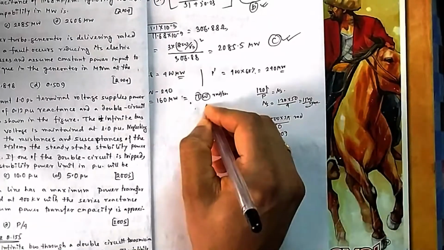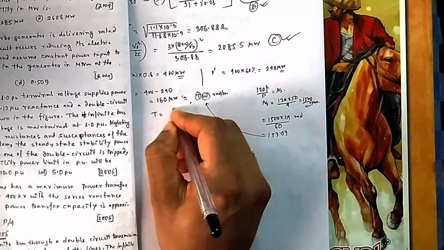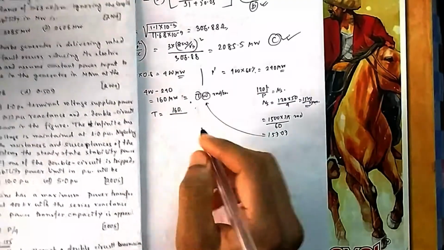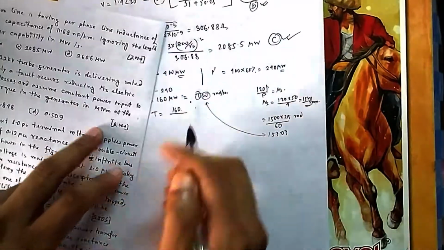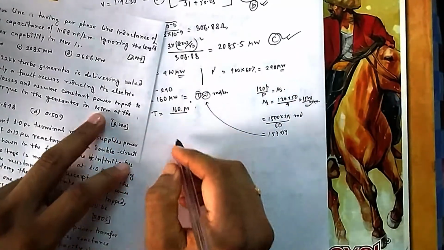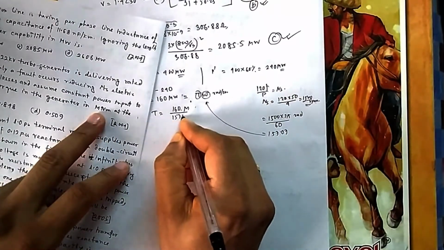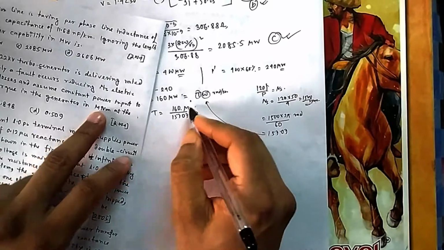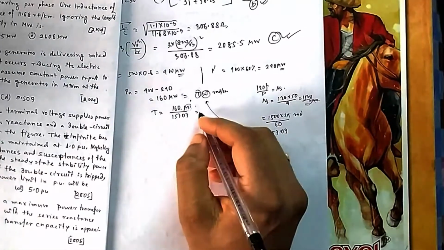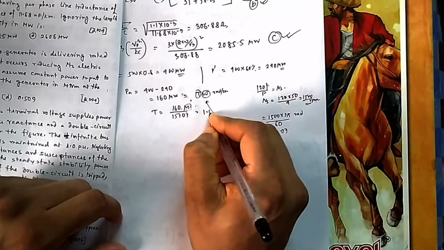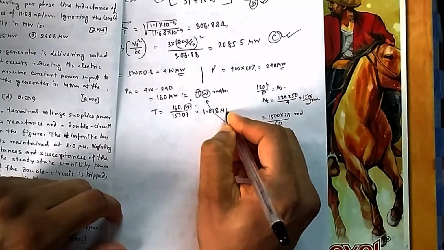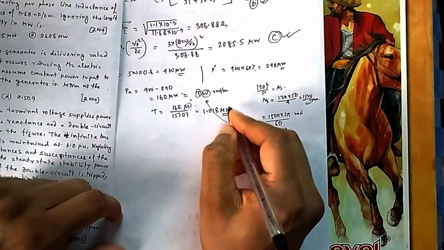So if you put it there and calculate your T, that is 160 divided by this, in mega Newton, because the power is in mega. So I am not converting it, divided by 157.07. Normally the answer would have been in Newton meter, but because this is mega, if you divide it, you will get 1.018 mega Newton meter. So that is your option B.